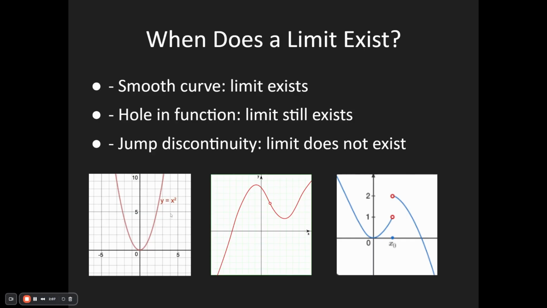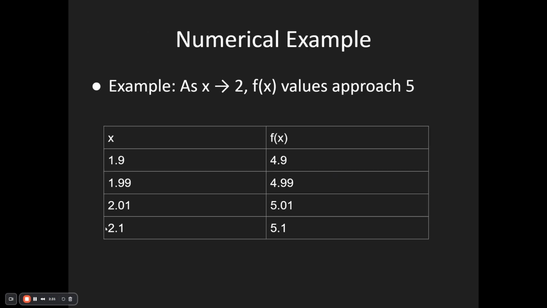So at each point, the limit will exist. And on this one, at that point right there, it's undefined, but it still approaches the same value on both sides. So the limit does exist. But here on the jump discontinuity, when it's approaching this value from the left, y equals 1, but from the right, y equals 2. So in this case, the limit does not exist.